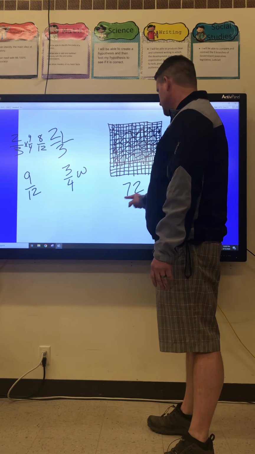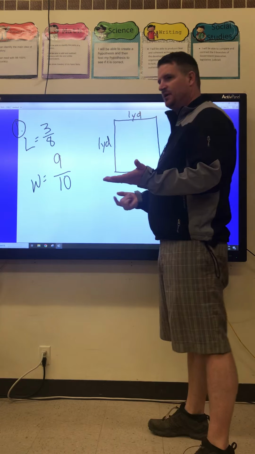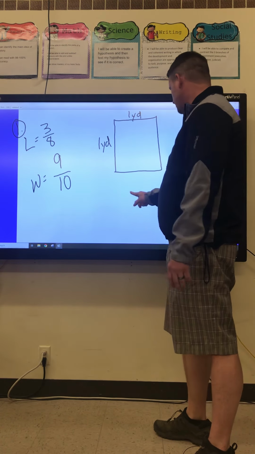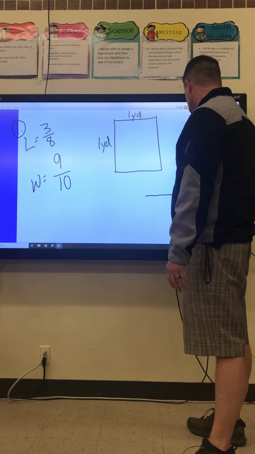And we'll do 2 problems on this one, not as many just because it takes more. I have 3/8 yard material for one side, and I have 9/10 yard for the other side. Now, this is my length. This is my width. What would my area be? So remember, your area answer is going to be in yards squared.